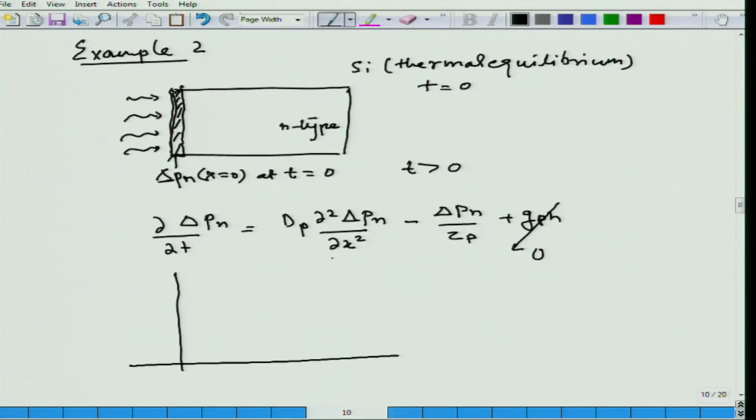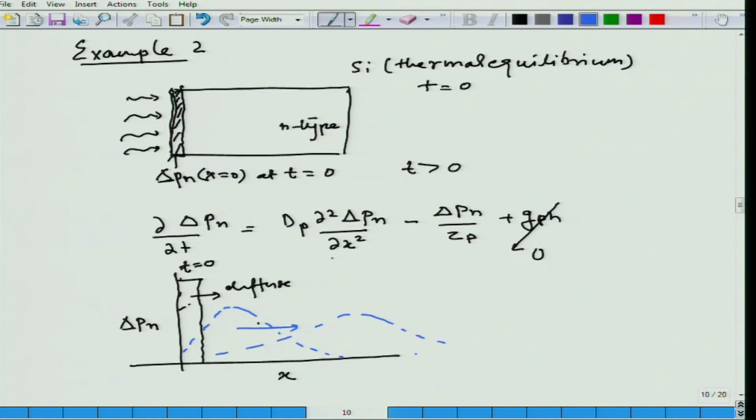If I plot the solution as a function of time in x, the concentration of the hole carriers initially at time t is equal to 0, I have a step function, and as the time progresses we will see this is going to diffuse, and the solution is going to be represented by a moving front which is diffusing as well as moving in this direction because of the electric field that is generated.